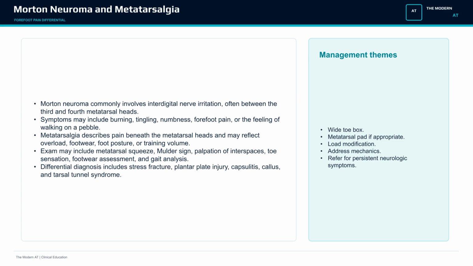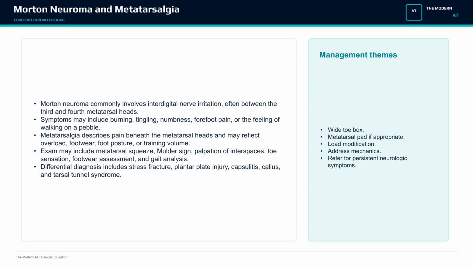Morton neuroma and metatarsalgia are both forefoot pain presentations, but they are not the same. Morton neuroma usually involves interdigital nerve irritation, commonly between the third and fourth metatarsal heads. The athlete may describe burning, tingling, numbness, radiating toe symptoms, or the feeling of walking on a pebble.